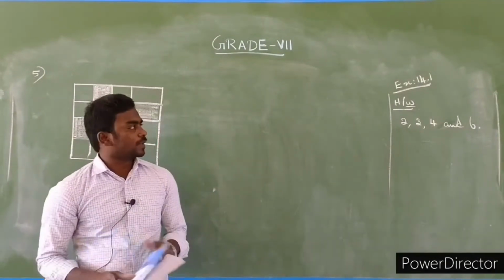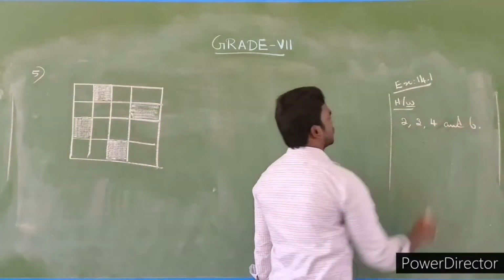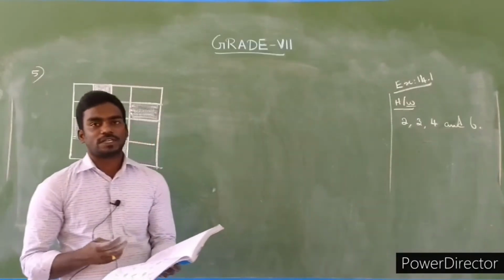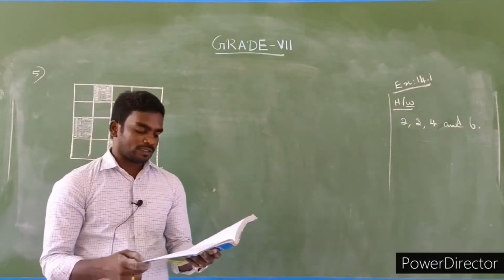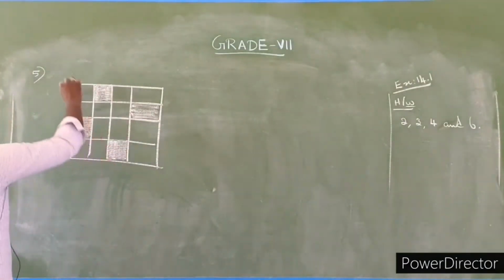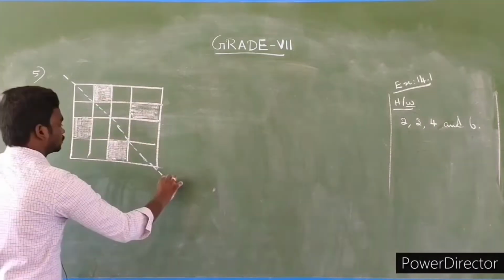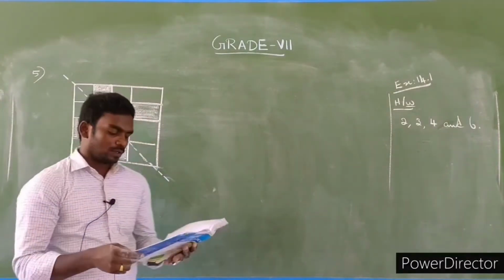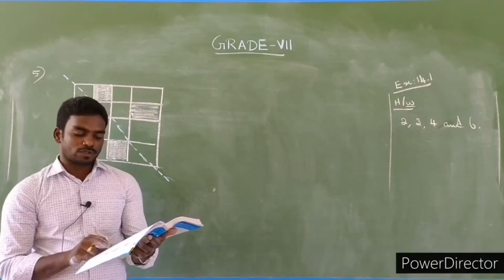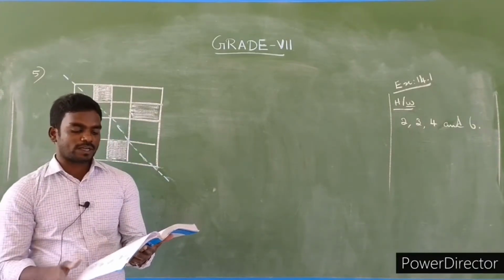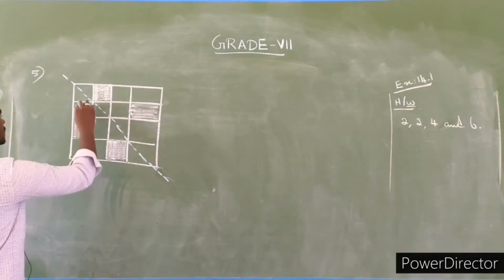Next, Exercise 14.1, remaining questions are homework. Your second, third, fourth and sixth patterns are your homework sums. Next, what is the fifth question? Copy the figure given here. Take any one diagonal as the line of symmetry and add a few more squares to make the figure symmetrical about the diagonal. We want to add a few more squares so that this diagram becomes a symmetrical shape.